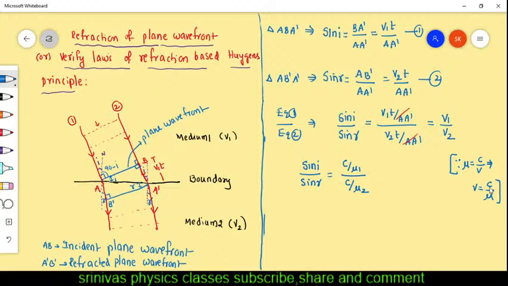C does not change, so c cancels and we get nu 2 by nu 1. This is nothing but sin i by sin r is equal to nu 2 by nu 1. Then we derived Snell's law. This is equation 2. That means the first law of refraction is proved. Therefore, Snell's law is proved.